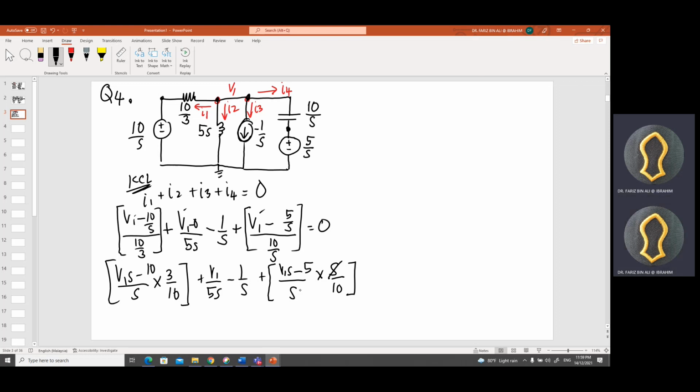So we can cancel out this. We can cancel that S with S. This is equal to 0. Okay, continue here.